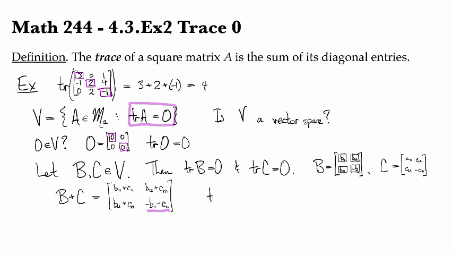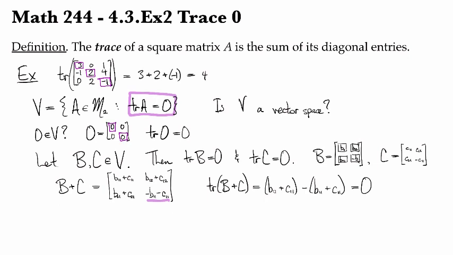And so if I look at the trace of B plus C, you can see that this is going to be B11 plus C11 minus the quantity B11 plus C11, and it's going to give you 0.